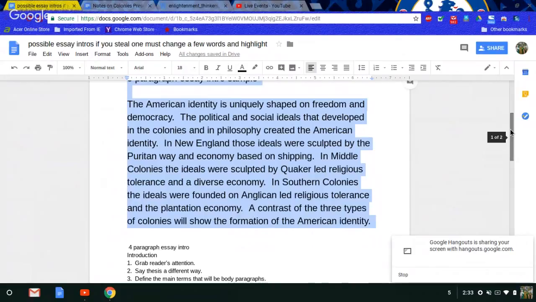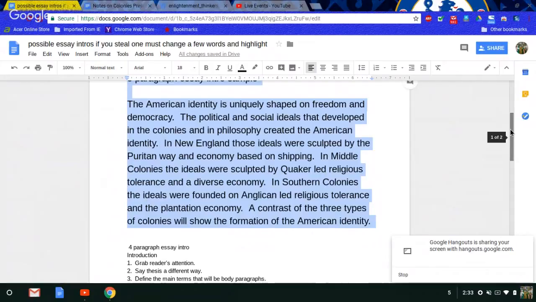In paragraph 3, I'm going to talk about middle colonies. The ideals were sculpted by Quaker-led religious tolerance and a diverse economy. And in paragraph 4, I'm going to talk about southern colonies founded on Anglican-led religious tolerance and the plantation economy. Finally, in my last sentence, I say, a contrast of the 3 types of colonies will show the formation of the American identity.